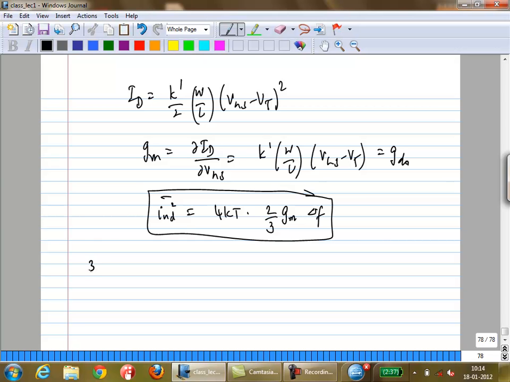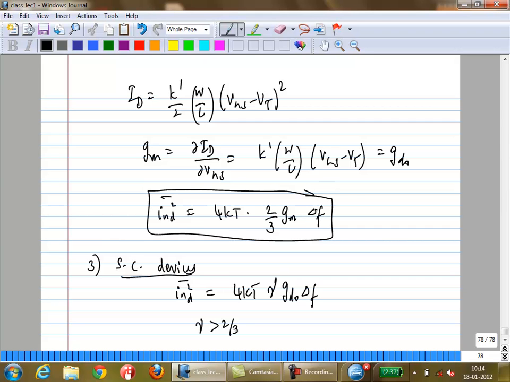However, it turns out for short channel devices, of course, the 4kT γ GD0 Δf is still the expression. However, gamma now happens to be much greater than 2/3.